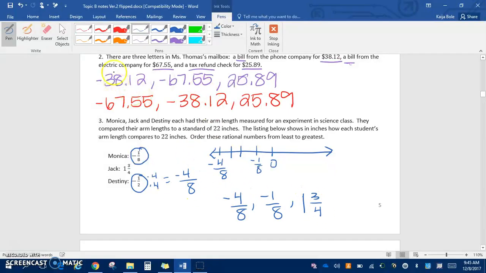Alright, so write yourself a little note here that you need a common denominator to compare fractions. Please write that little note down just so you have that in your notes.